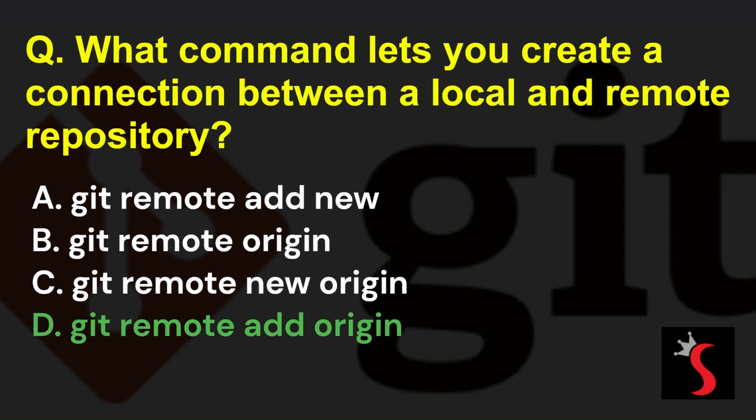And correct answer is option D, git remote add origin. First make this command: git remote add origin, followed by the URL for the remote repository. Then type this command: git push origin master. Note the name master is the name of the branch on the remote repository on GitHub. If it has another name, like main or something else, use main instead of master.